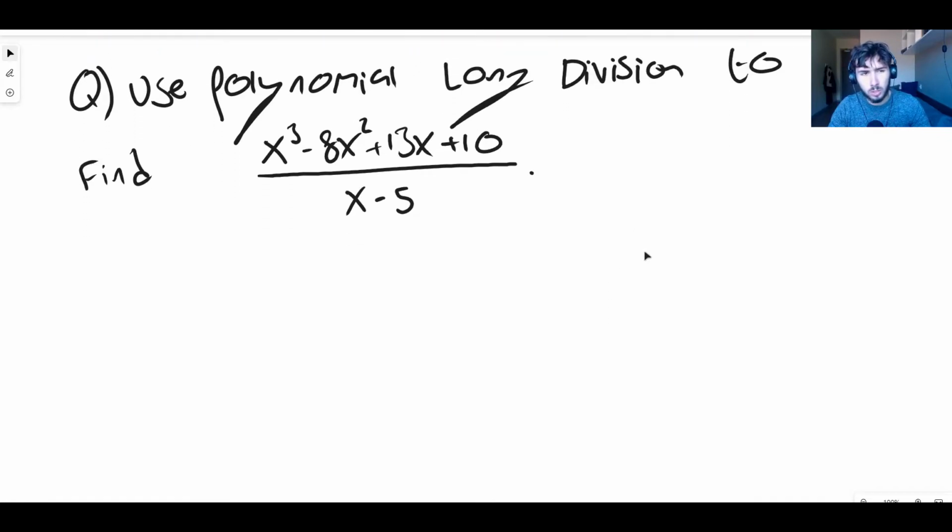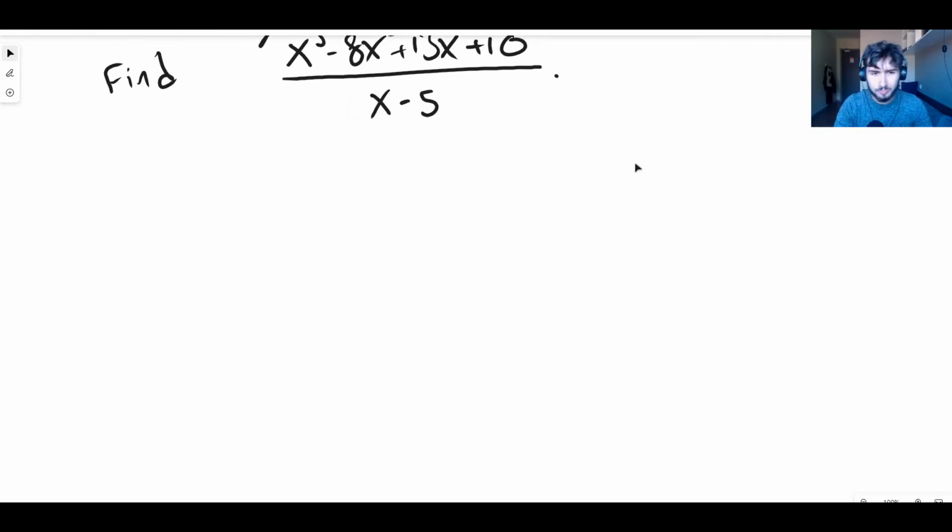Use polynomial long division to find x cubed minus 8x squared plus 13x plus 10 divided by x minus 5. Okay, so how do we set it up? We're diving straight into this question, guys. x minus 5, that is the denominator, and that goes on the outside. Remember, we put the x term first, then the constant. So the constant is minus 5, that order. Don't be hitting me with the minus 5 plus x or anything like that. It won't work. It's always descending powers of x from left to right.